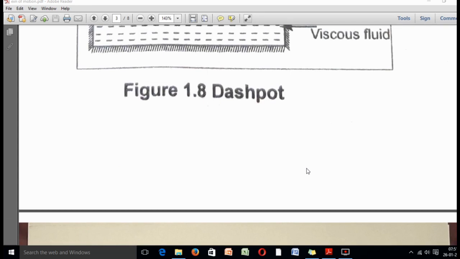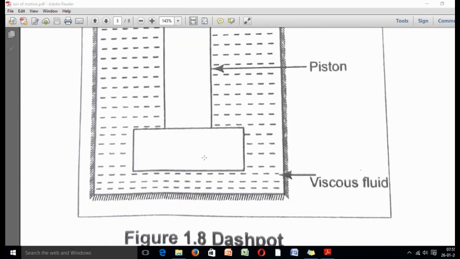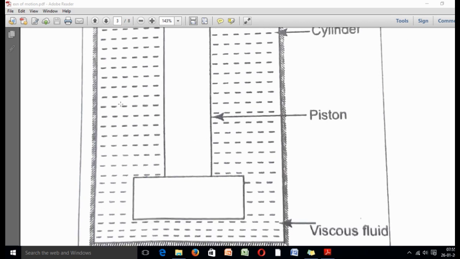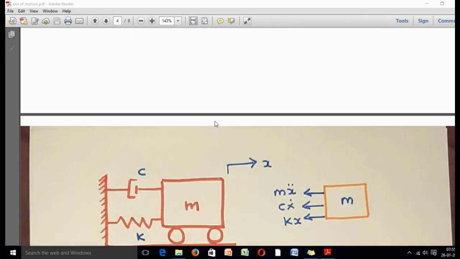So what is the role of the shock absorber? In a shock absorber, there is a viscous damper present, and the piston moves as quickly as the wheel jumps, or as quickly as the wheel moves, the piston also moves, thus offering resistance. So while the vehicle moves over a bumpier surface, it doesn't jump much because of the dashpot present. And this is a very good example of a viscous damper.